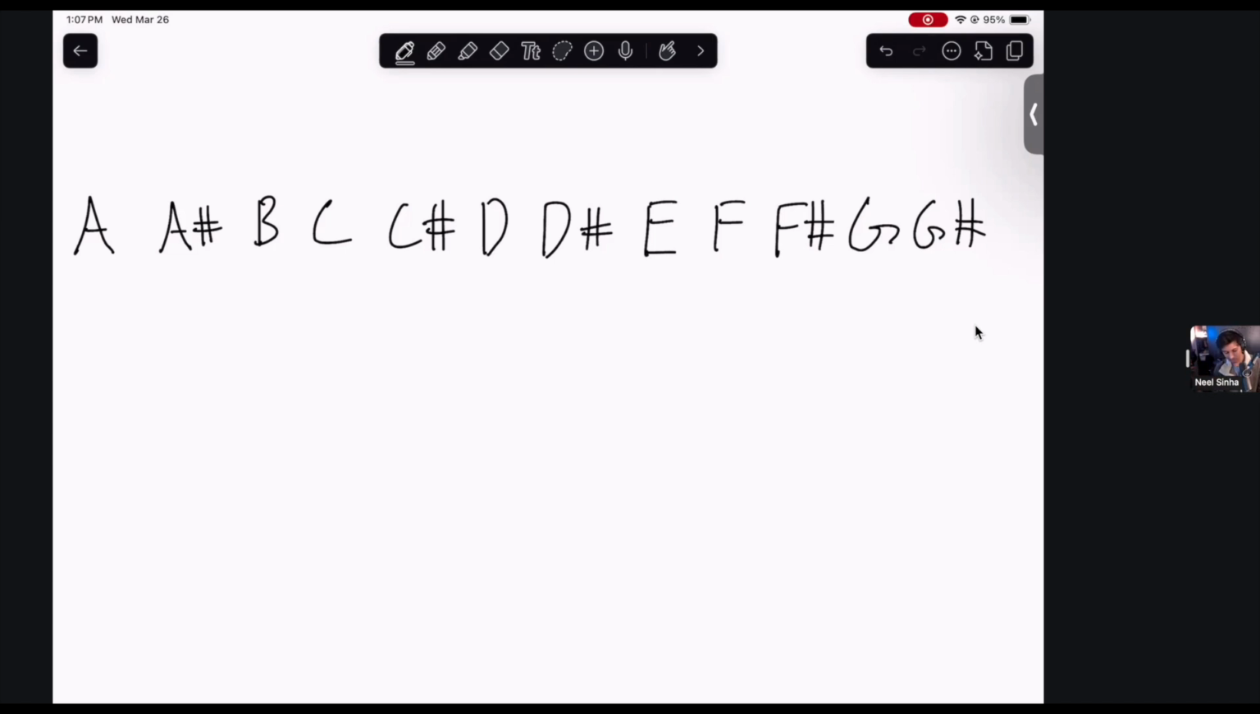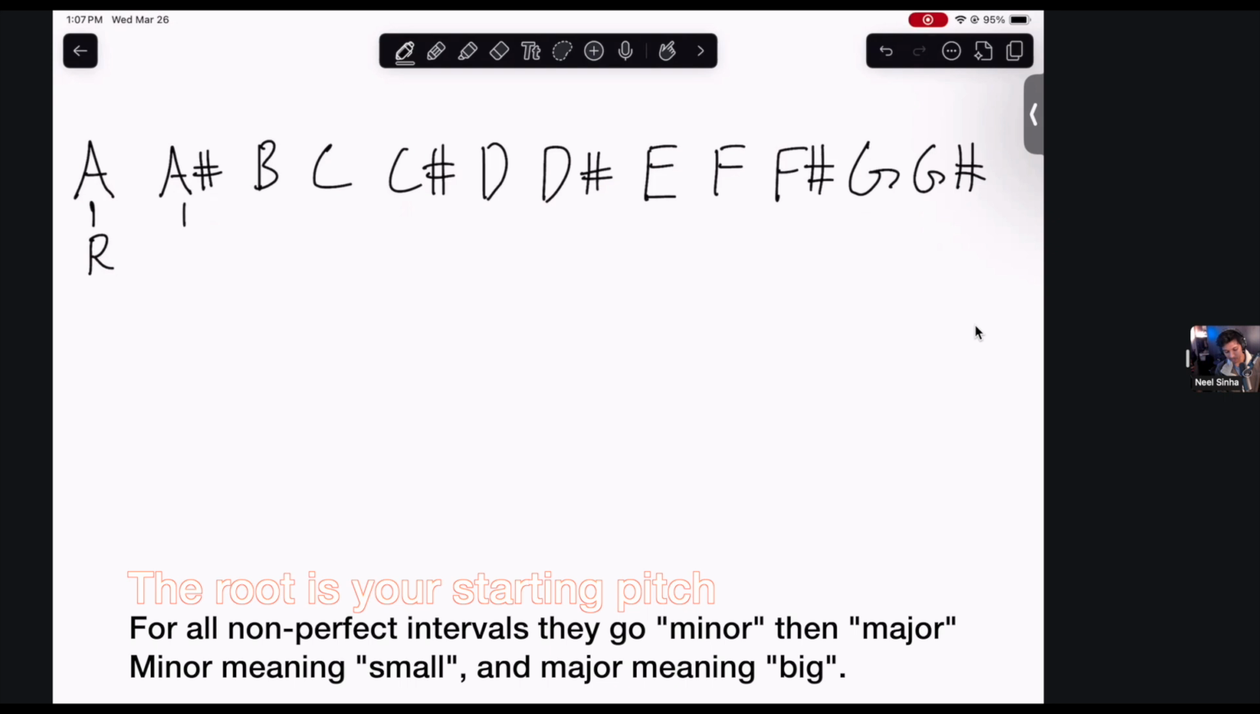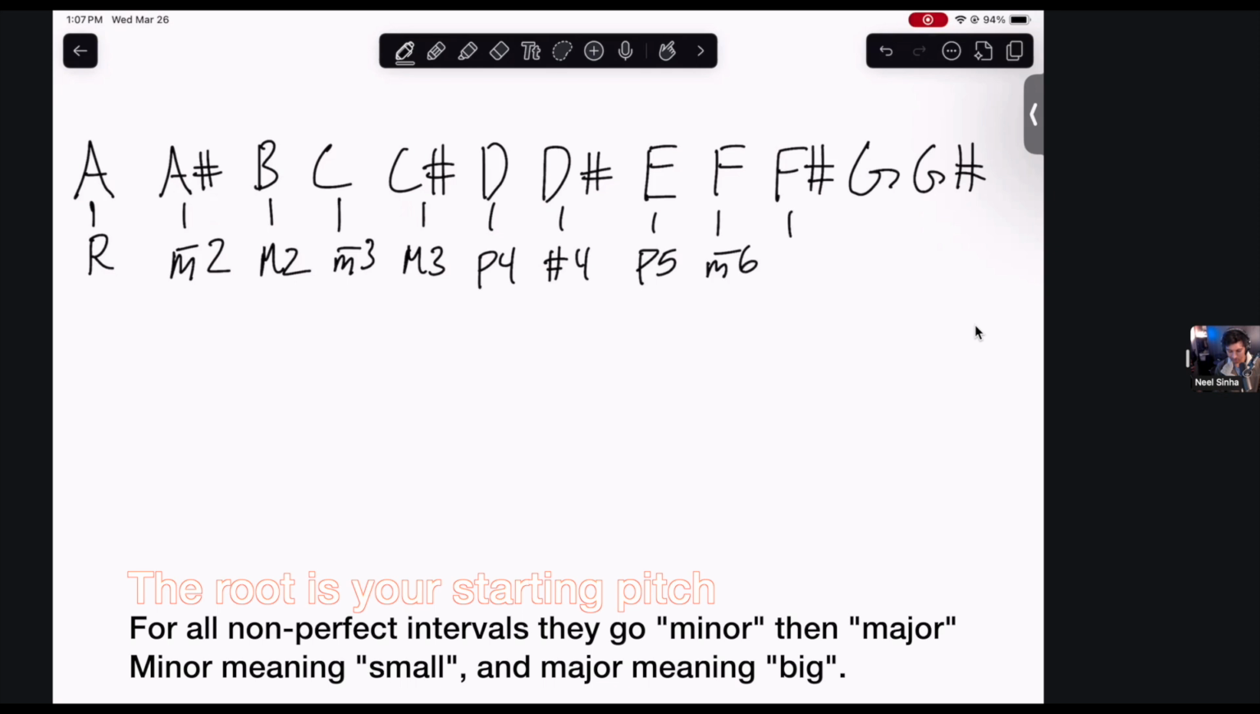Let's say that is the root, the starting pitch, we'll call it root. The next pitch, we're going to call minor second. The next pitch, major second. The next pitch, minor third. Next pitch, major third. Next, perfect fourth. Next, tritone, or sharp 4. Next one, perfect fifth. Next, minor 6. Major 6. Minor 7. Major 7.